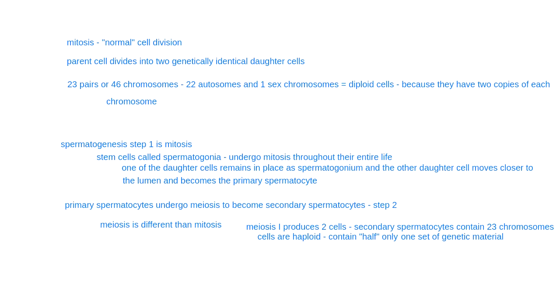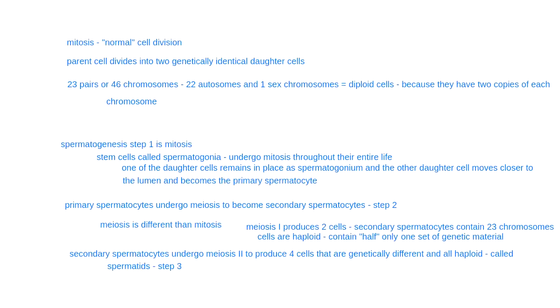So the secondary spermatocytes undergo meiosis 2 to produce the 4 cells that are genetically different and all haploid, and these are called spermatids. And then the last step, step 3 essentially, is called spermiogenesis. This is just maturation of the sperm. At this point in step 3, they are not mature. Step 4 is actually when the sperm mature. That's the spermiogenesis part.